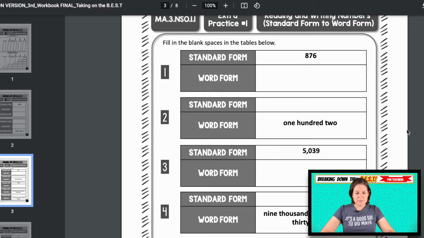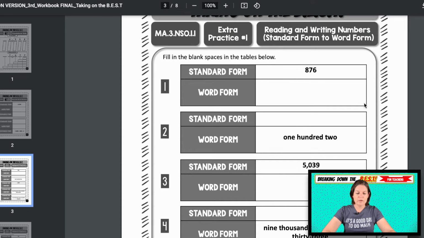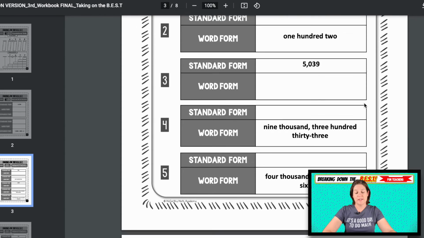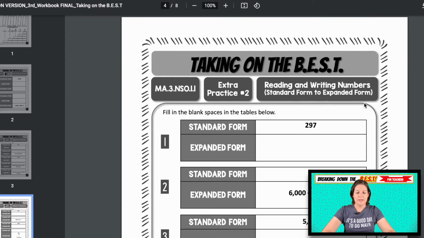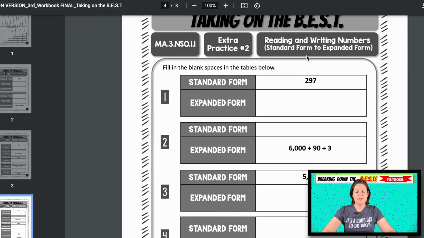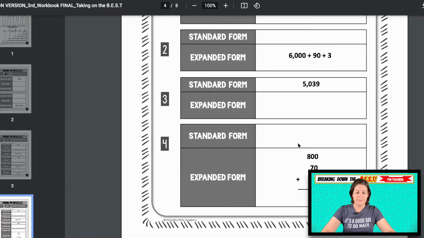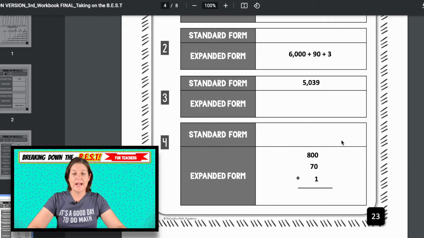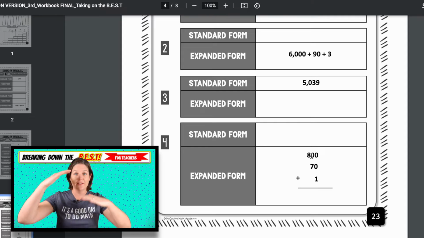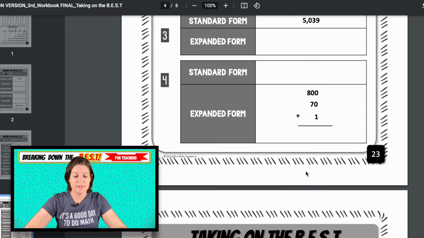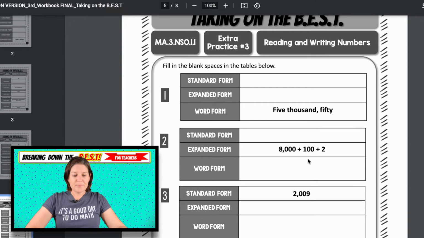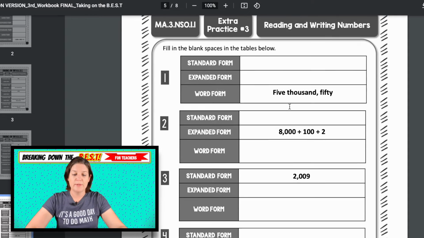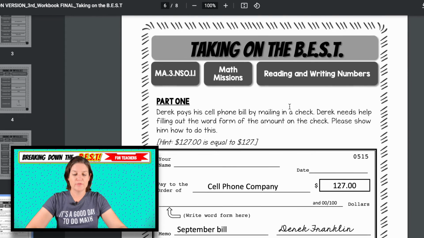So you can see with this worksheet, we're going from standard form to word form, or word form to standard form, practicing that way. In extra practice 2, we are reading and writing numbers from standard form into expanded form. And look here, see how number 4 has the vertical way to do it, which the standard mentioned that we just dissected. And then extra practice 3 is putting it all together. So if you have the word form, what would the standard form be? What would the expanded form be? And so on. Just lots of extra practice for you.